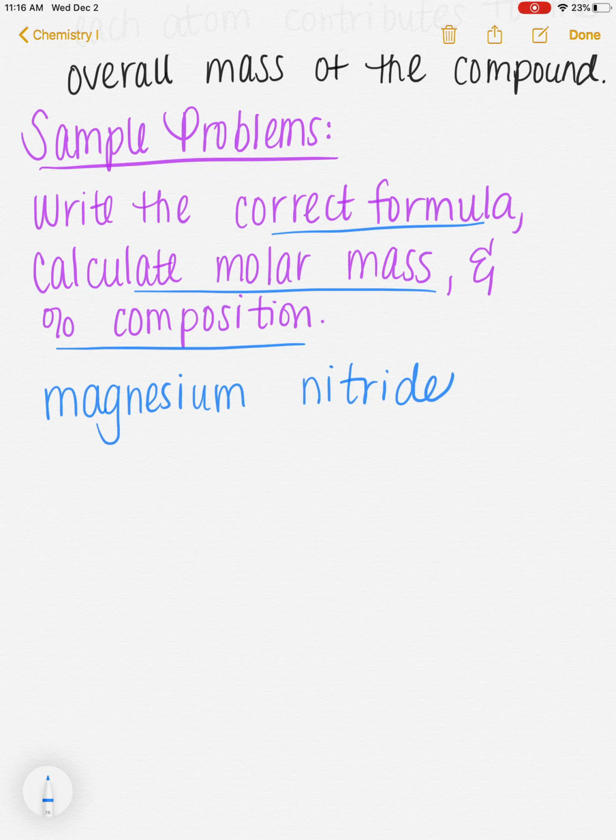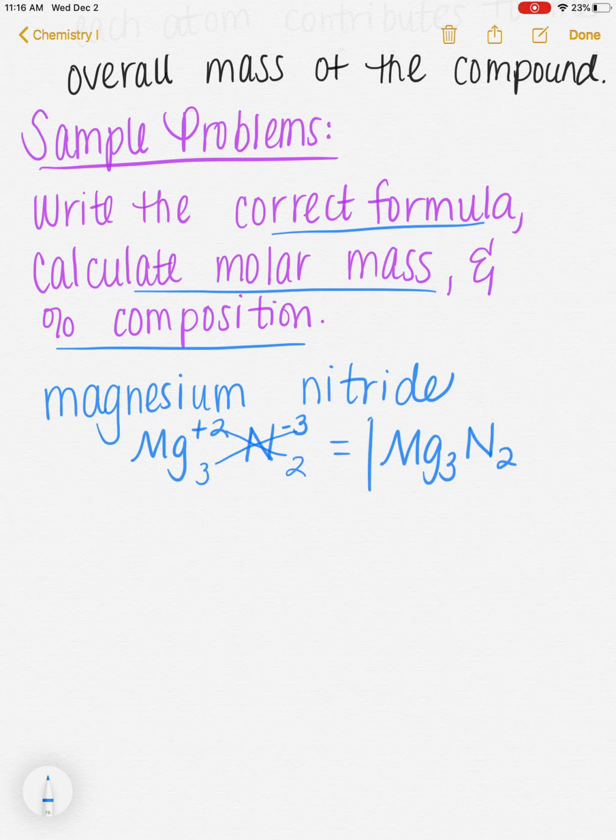To come up with the correct formula for magnesium nitride, we need to think about what ion magnesium makes. Magnesium makes an Mg2+ ion because it's in the second column on the periodic table. Nitride, it's an "ide," so that's a negative ion. Nitrogen will make a 3- ion because it needs 3 electrons to become stable, like a noble gas. Once we get our charges, then we have to crisscross our numbers, and this will give us a formula of Mg3N2. That is the correct formula for magnesium nitride.